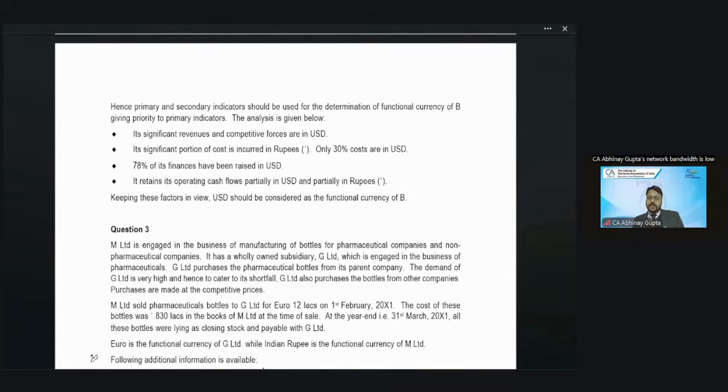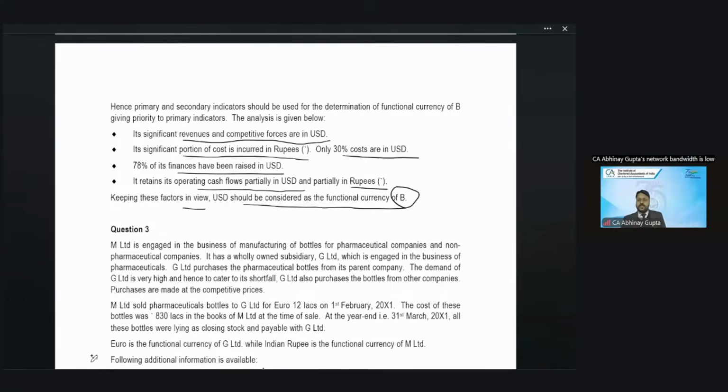Its significant revenues and competitive forces are USD. Significant portion of the cost incurred is in rupees. Only 30% is in USD. 78% finances are raised in USD, and it retains the operating cash flows partially in USD and partially in rupees. Keeping these factors, USD should be the functional currency of B. Right. So this is the way you need to quickly summarize the basis on which you have concluded the functional currency.